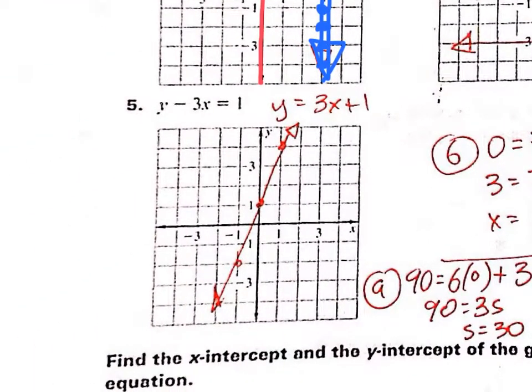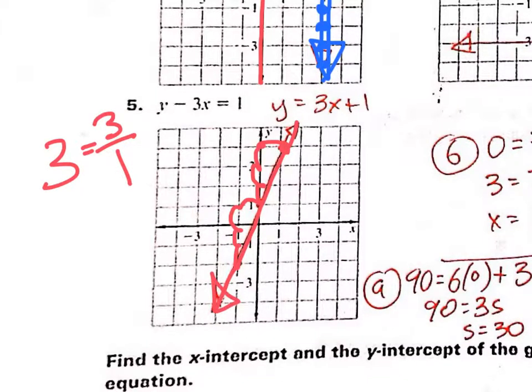For 5, this is almost in slope-intercept form, but you have to add 3x to both sides to get it like this. This is now slope-intercept form. So we started at the y-intercept of 1, and we're using the slope of 3. Rise 3, run 1. So we went 1, 2, 3, and then over 1 to get another point. Continued that pattern backwards, connected them, voila. Nice straight line.